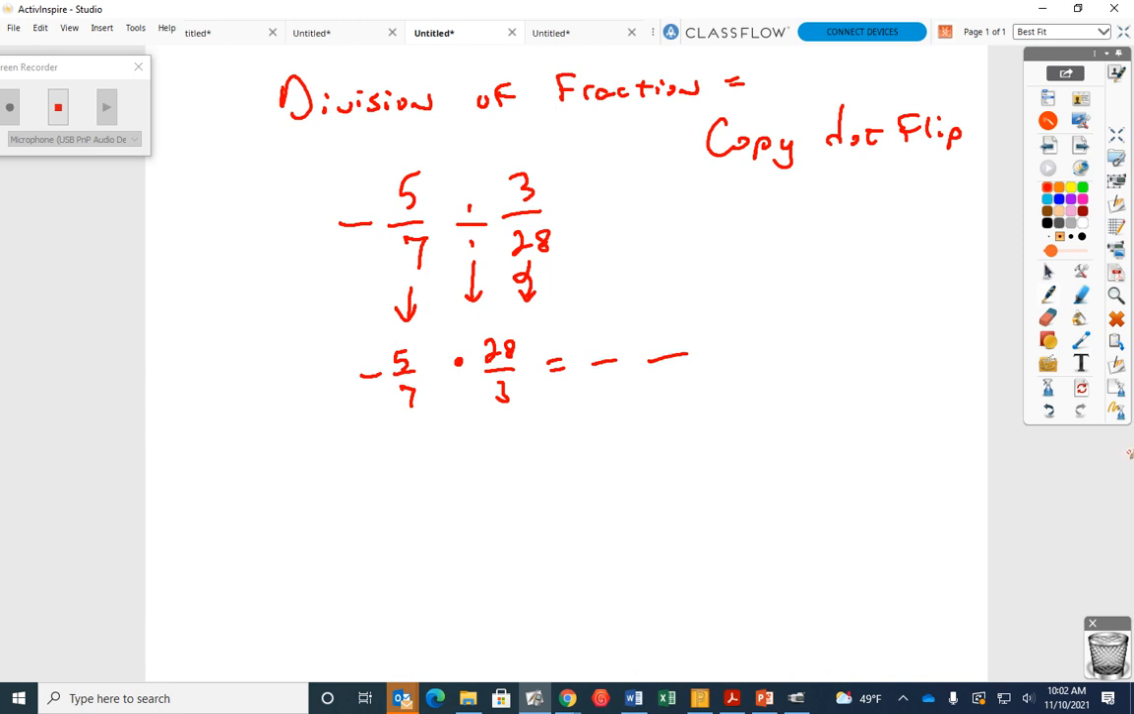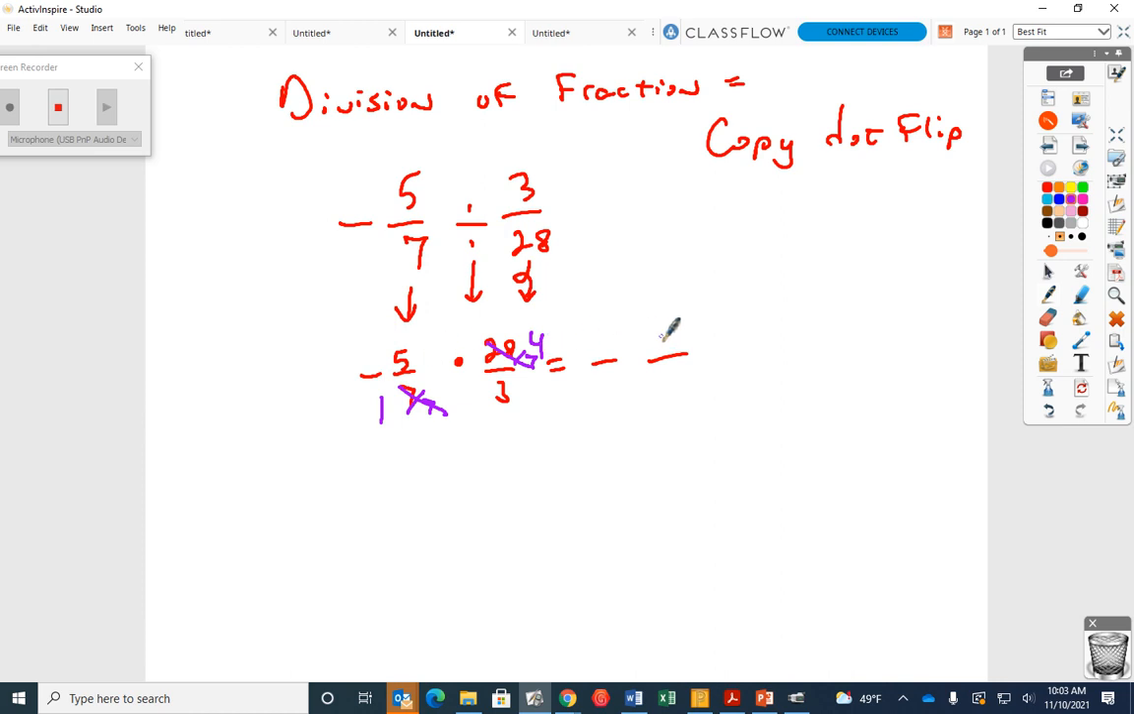Now, I can cross cancel. Okay. So, can I do anything with 5 and 3? Can I do anything with 7 and 28? What goes into both those? 7. Okay, this becomes a what? A 1. This becomes a 4. Nothing else that I can simplify.